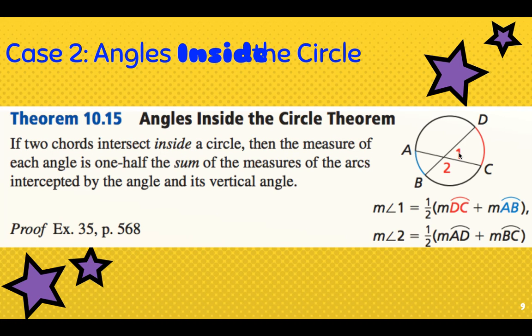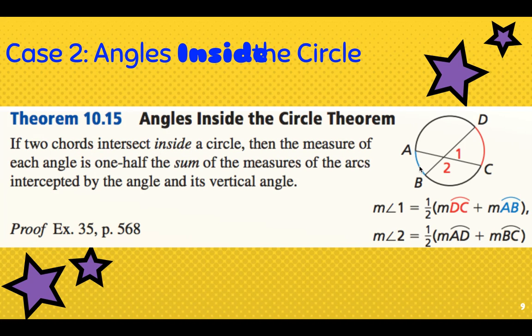You look at the two arcs, this red arc and this blue arc, and you add those two arc measures together. The measure of arc DC plus the measure of arc AB. You add them together and then you take 1/2 of that sum. What is it called when you add two things together and divide by 2? It is the average. So the measure of angle 1 is the average of the measures of these two arcs.